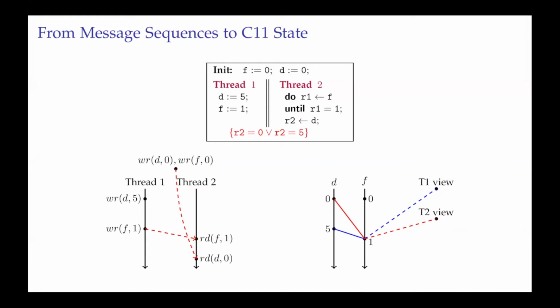Once the view of a thread has advanced, it may no longer read a value behind its view. For example, thread 1 can no longer read 0 for d or 0 for f, but it can read both 5 for d and 1 for f. Thread 2, on the other hand, may no longer read 0 for f, however, it may read 0 for d, 5 for d, or 1 for f.